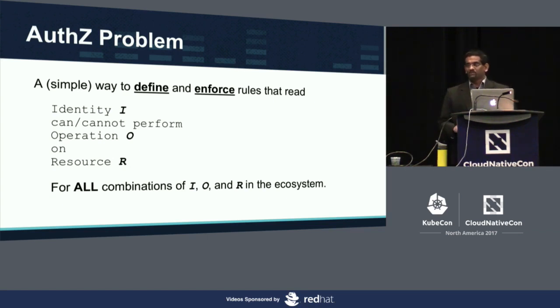However, this problem needs to be solved, because if you have any subset of this I, O, and R, and then you have one solution for that, you're going to end up having nine solutions in your ecosystem and lose visibility and control completely. So that was not an option. We had to have one system that would take, if not 100%, the majority of your combinations of I, O, and R, that is identities, operations, and resources.